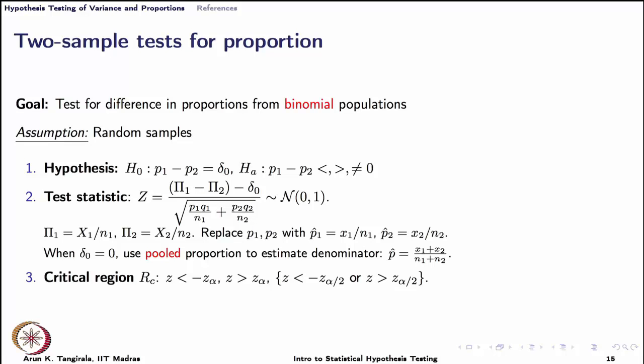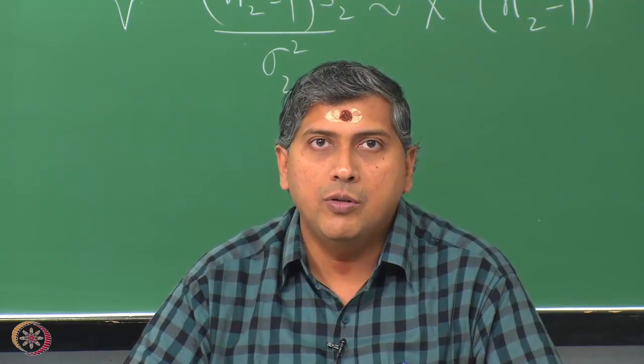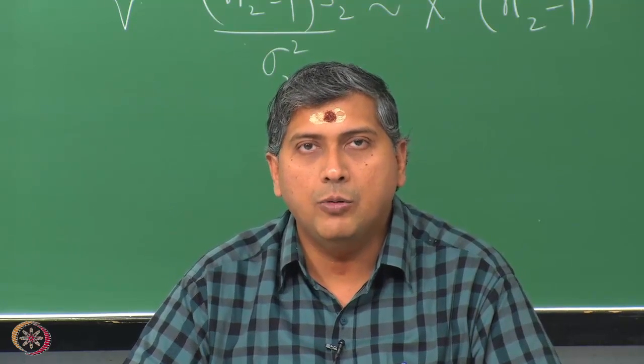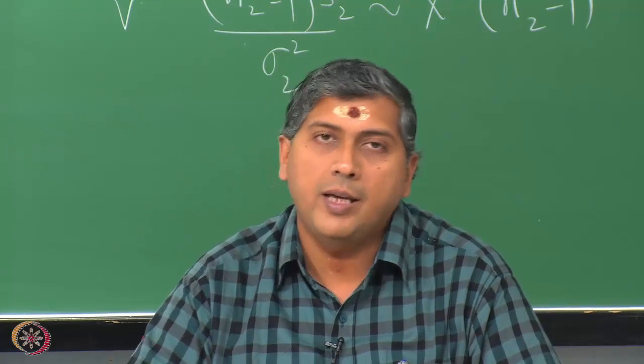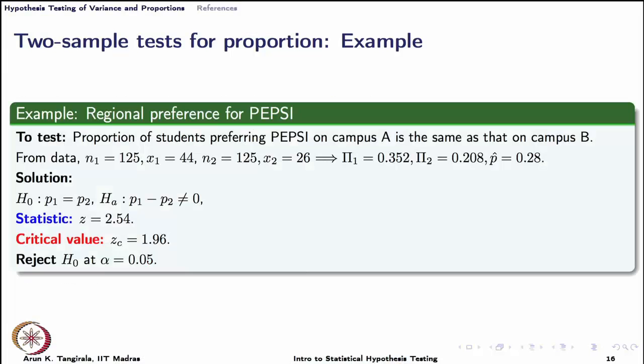So, we only need these estimates for two things: to compute the numerator, which is pi 1 minus pi 2 minus delta naught, and in the denominator. So, there are two scenarios like we had in the comparison of means: unequal variances, equal variances. When we had equal variability there, we said we could use a pooled estimator to estimate the variance, and when they are not equal, we will have to live with the individual estimates. The same analogy extends here as well. The critical region is as usual, that is it. So, let us look at an example and then conclude our lecture.